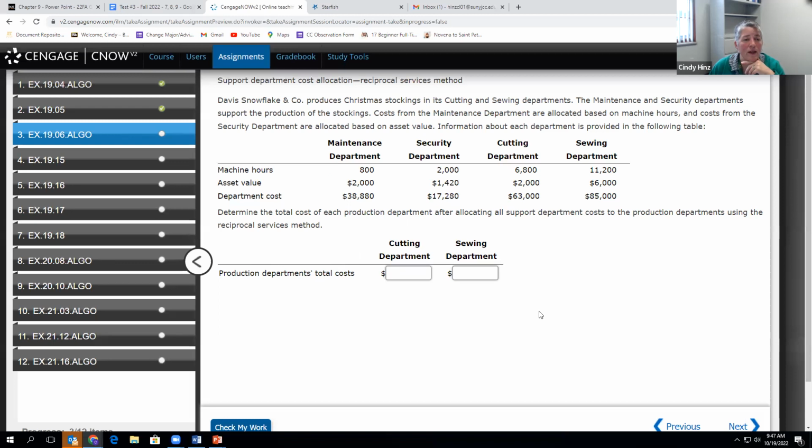So Davis Snowflake and Company produces Christmas stockings in its cutting and sewing departments. The maintenance and security departments support the production of the stockings. Costs from the maintenance department are allocated based on machine hours. We've seen that in the last 2 exercises. And costs from the security department are based on asset value. Information about each department is provided in the following table.